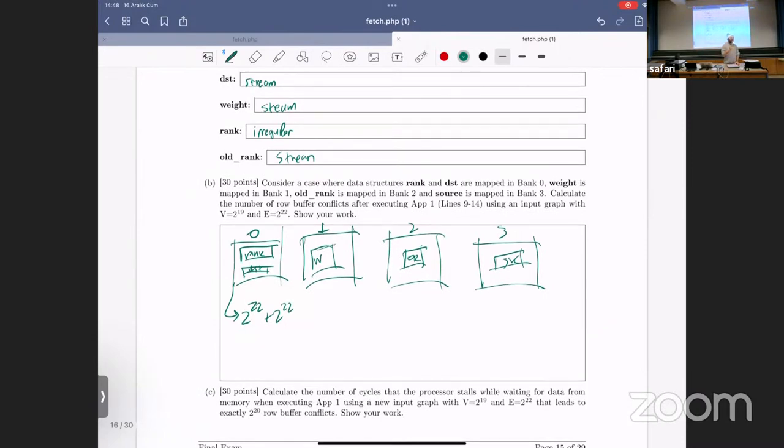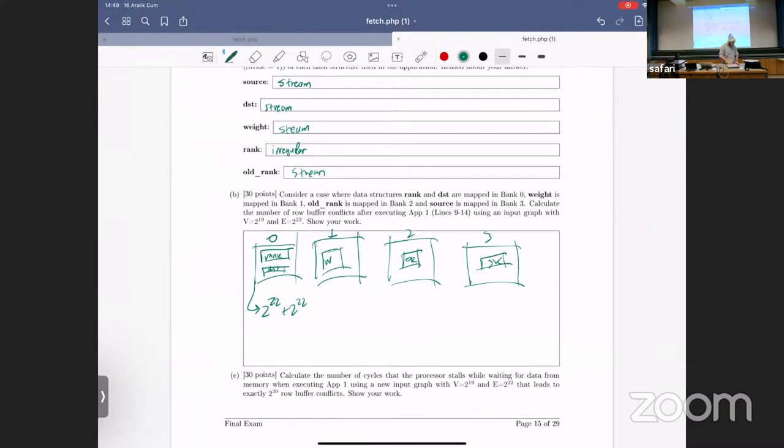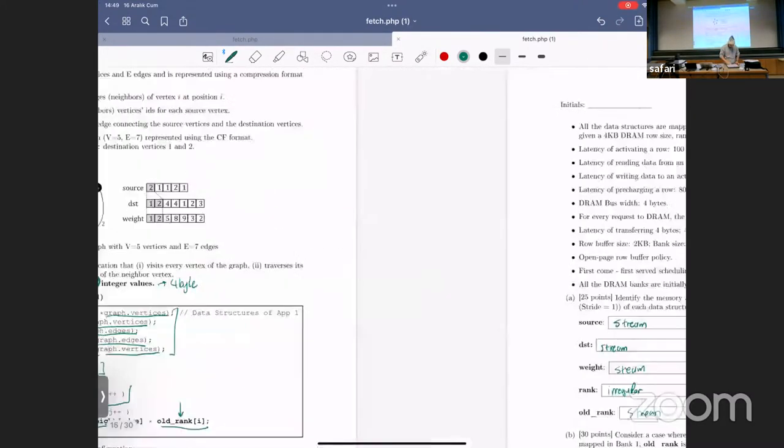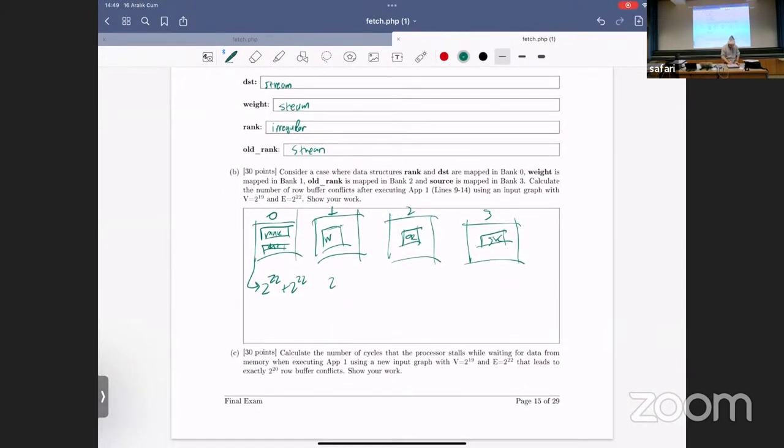So for every 2 to the power of 9 reads, we need to have a row buffer conflict. And how many reads are we going to do? 2 to the power of 22 for the weight. So 2 to the power of 22 reads for the weight, divided by 2 to the power of 11, divided by 2 to the power of 2, which is 2 to the power of 22 divided by 2 to the power of 9.